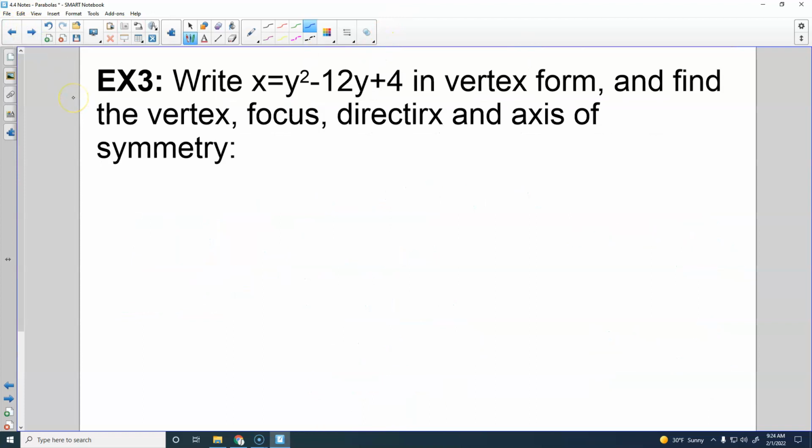Okay, here's another one we're going to put in vertex form and then find those pieces there. So for this one, we have x equals y squared minus 12y plus 4. There's no number to factor out for our y, so we'll just have y squared minus 12y plus blank plus 4 minus blank.